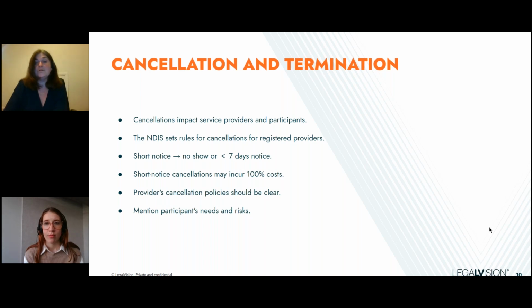Now, what happens when you need to cancel? The same rules do not apply to your cancellation in that you cannot charge a cancellation fee if you have cancelled the shift. However, your service agreement should set out the procedure if you need to cancel a booked shift. You may have the duty of care, as I've just mentioned, to participants who have high needs and are at high risk to provide an alternative staff member. If you're not able to do so, or you do not have the staff and you are aware that you do not have the staff, this should be stated in your service agreement, that if shifts are cancelled, you will not be providing an alternative staff member.